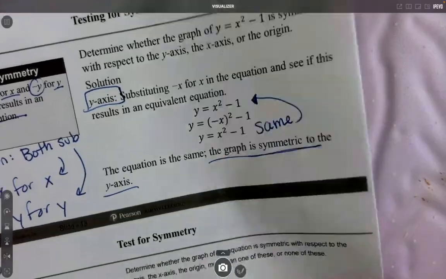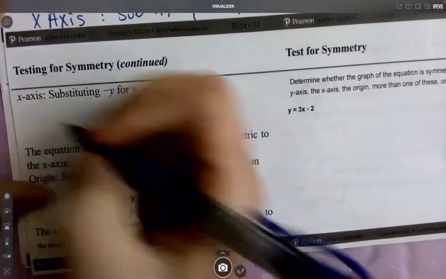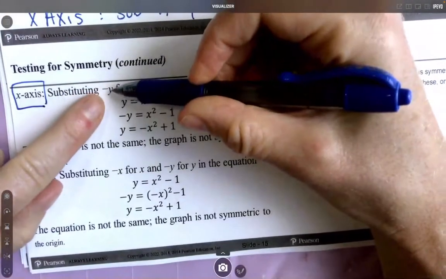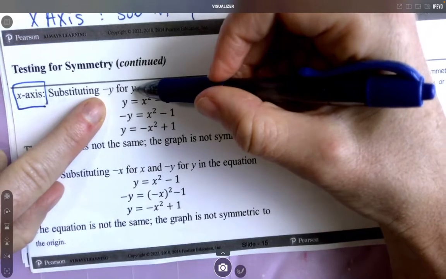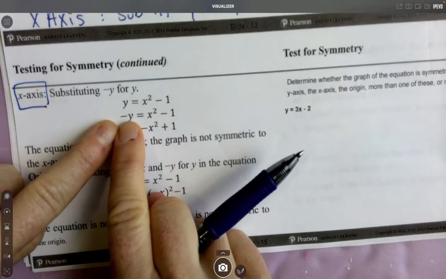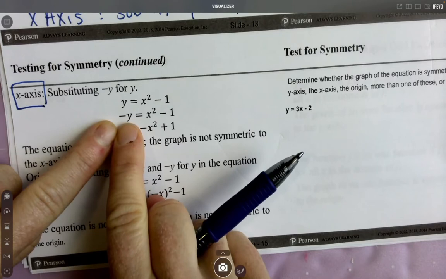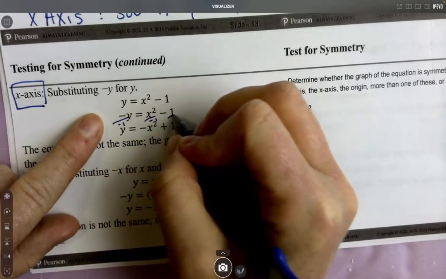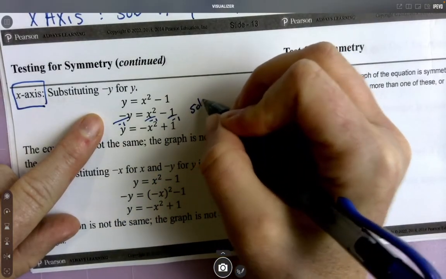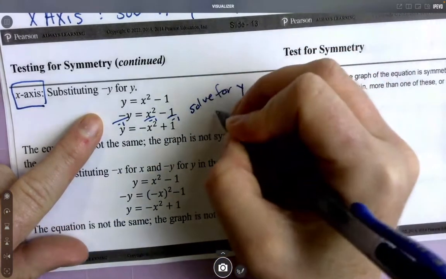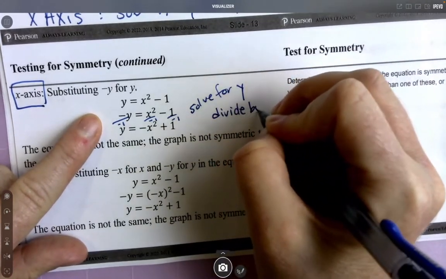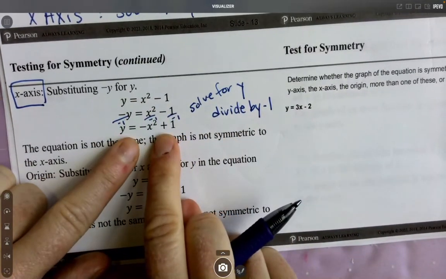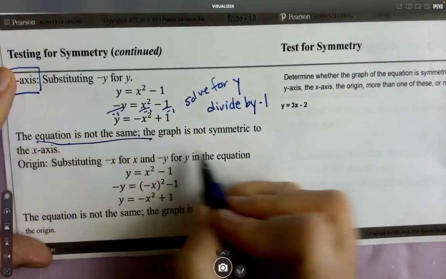So then the next one, we're going to do the x-axis. See if it's symmetrical about the x-axis. So you're going to sub in negative y for y. So here's your original. I substituted in negative y. Well, whenever we want to graph it, we always want to get it to say y equals. So you're going to divide everything by a negative 1. So I wrote out what we did. So whenever it came out, these are not the same. Equation is not the same, so it's not symmetric.